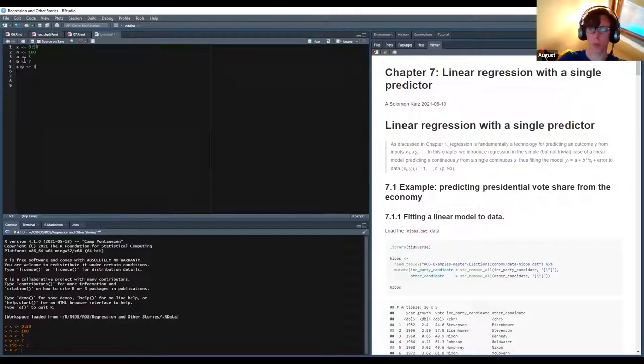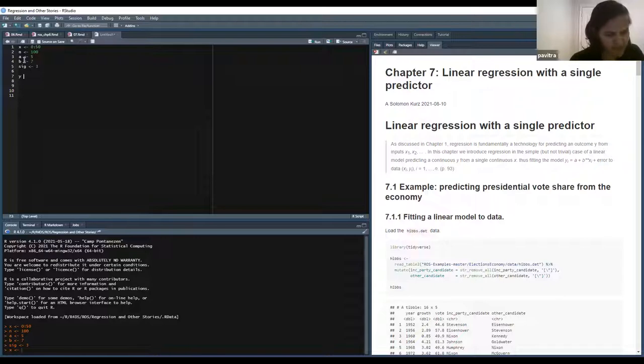Try to say again. So y, an assignment operator, a plus b times x, so x is your indicator, a plus b times x plus sigma, or sig in your case, plus sig times rnorm of n. I think that should work, but you have included Astan arm, is that right? I do have it, yeah.